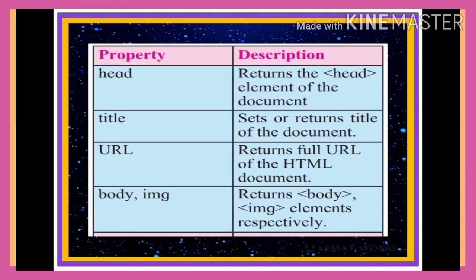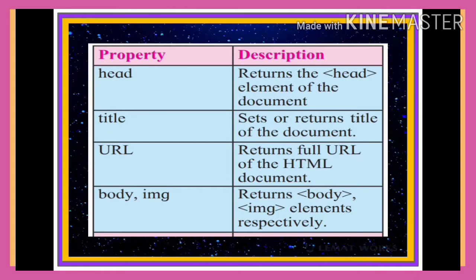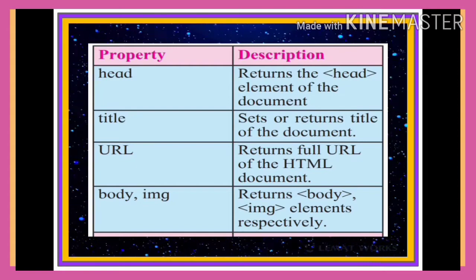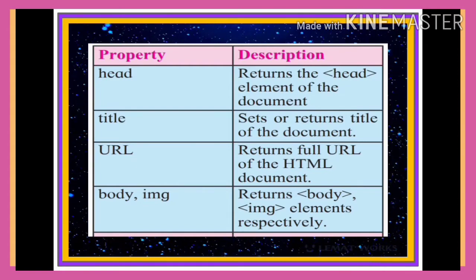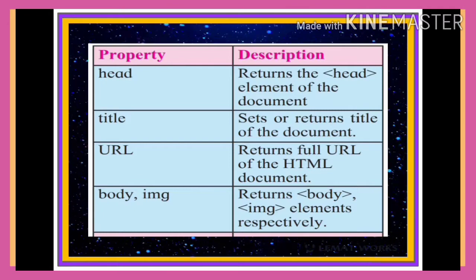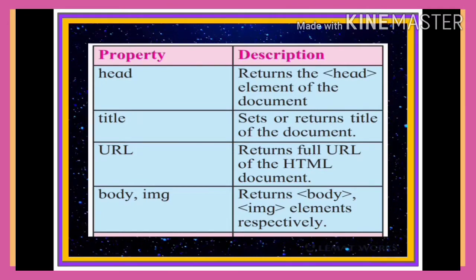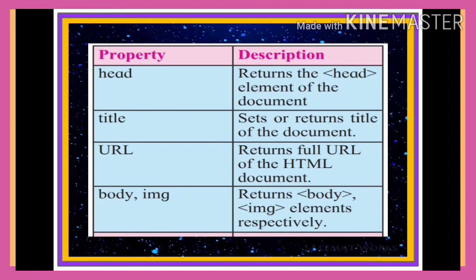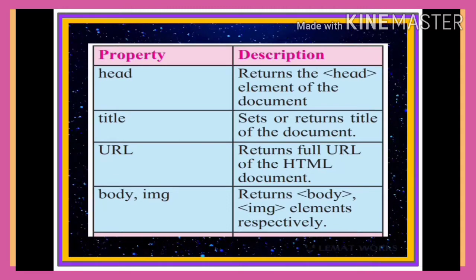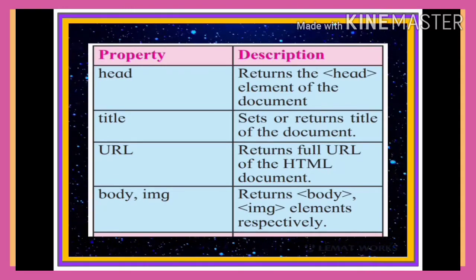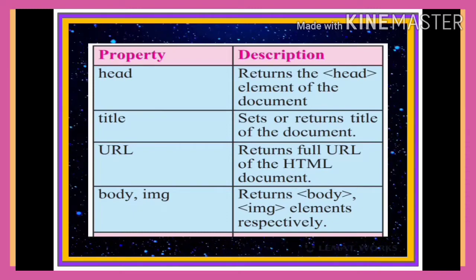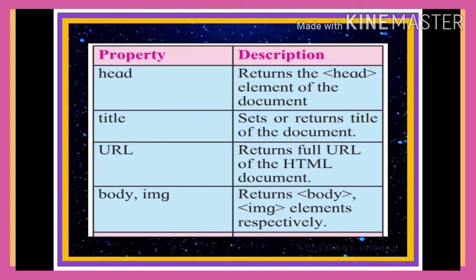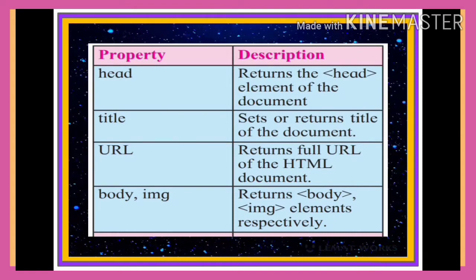Let's see the properties and methods of document object. There are 5 properties of document object: head, title, URL, body and IMG. First, head property returns the head element of the document. Second property, title, sets or returns the title of the document. Third property is URL, which returns the full URL of the HTML document. Body and IMG return body and IMG elements respectively. So this is regarding properties of document object.